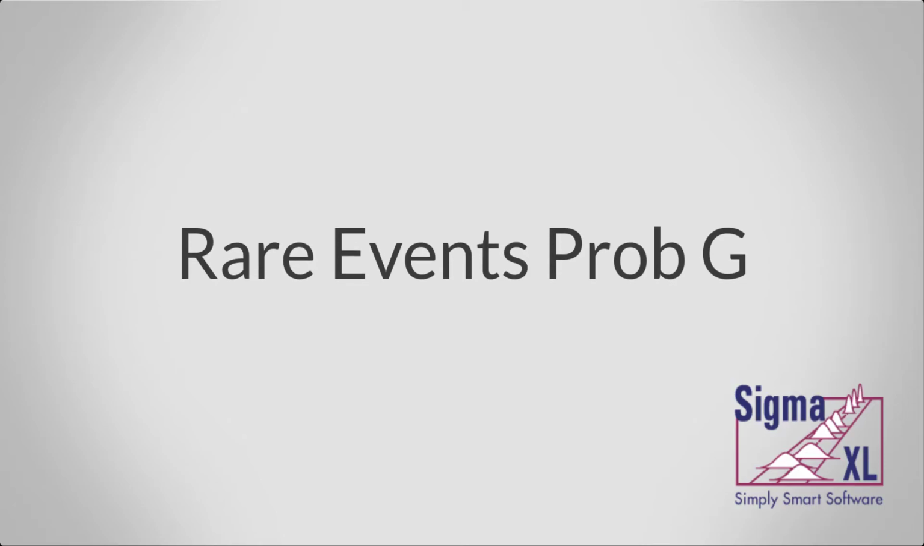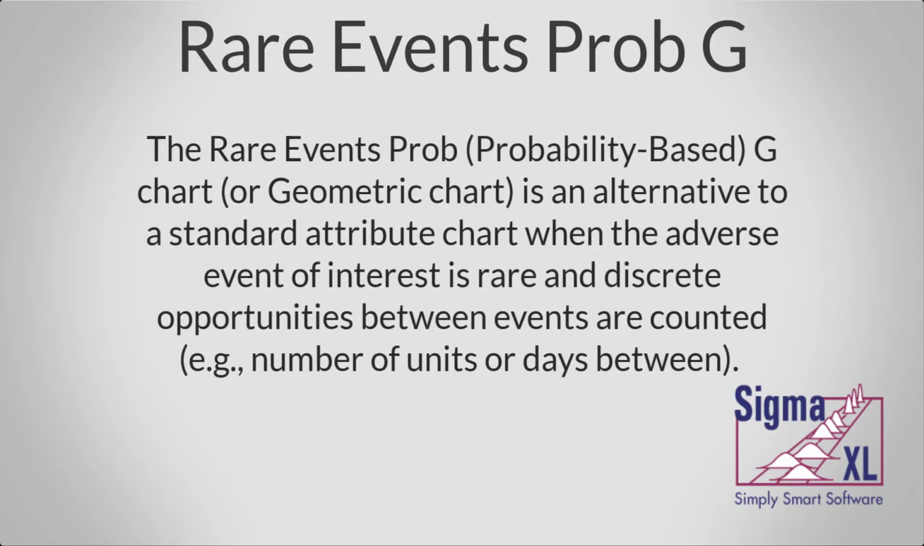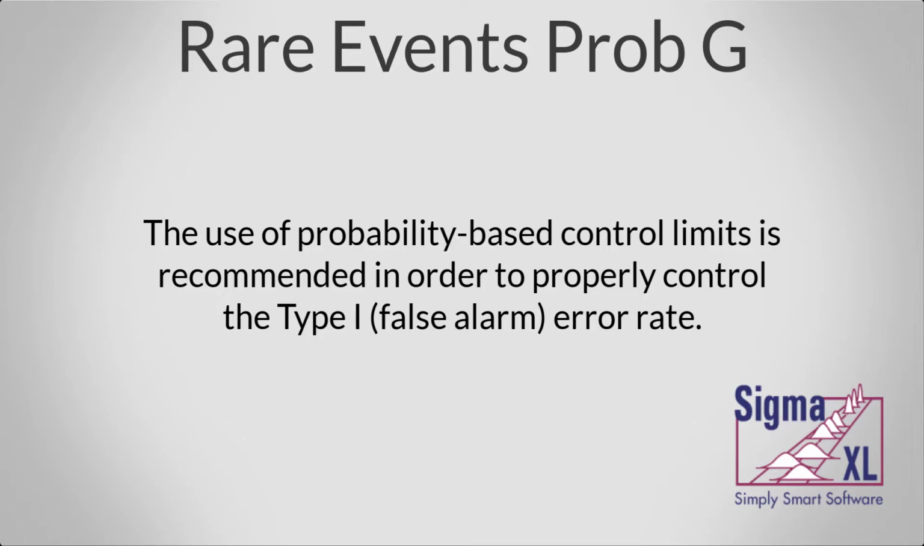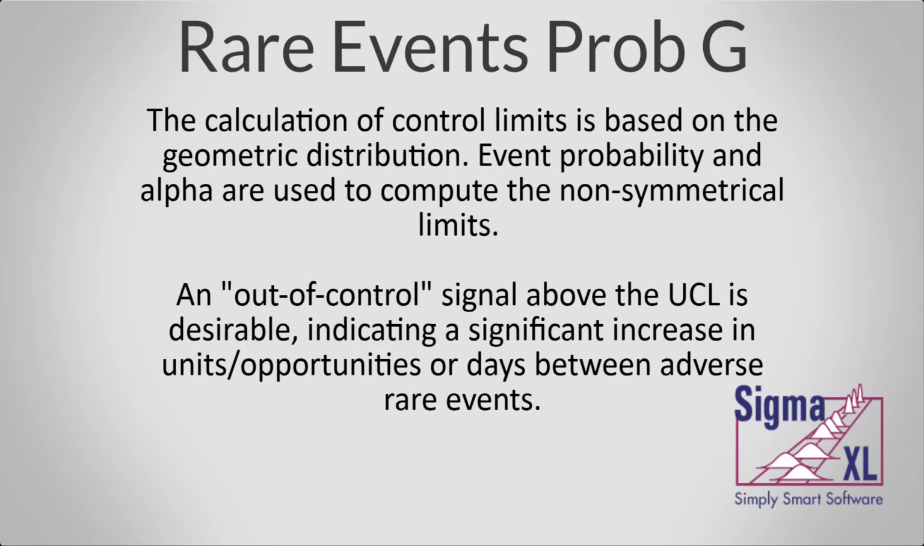Now I'll demonstrate Rare Events Prob G. The Rare Events probability-based G-chart is similar to the G-chart but uses probability-based control limits. This is recommended in order to properly control the type 1 false alarm error rate. The calculation of control limits is based on the geometric distribution. Event probability and alpha are used to compute the non-symmetrical limits.